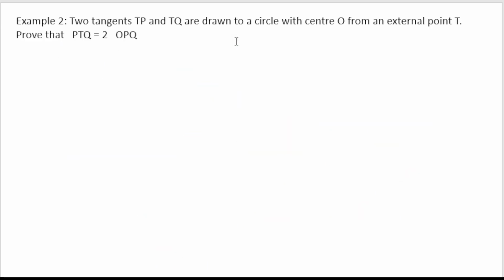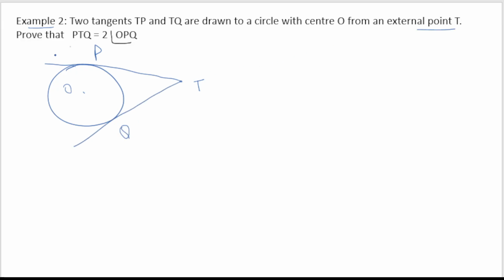Next one. Second example: two tangents TP and TQ are drawn to a circle with center O. This is the circle, the center is O and this is the external point T. TP and TQ are the tangents. Prove that angle PTQ is equal to 2 angle OPQ. We have to prove angle PTQ is equal to 2 angle OPQ. We will join OQ. Here OP and OQ are both radii.